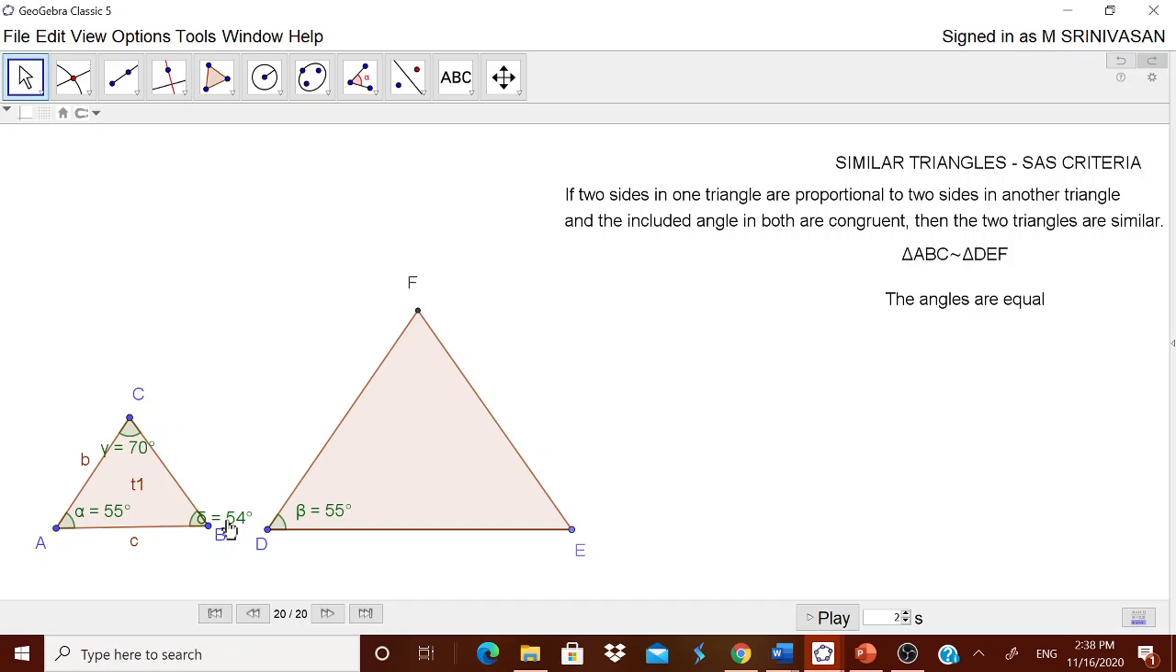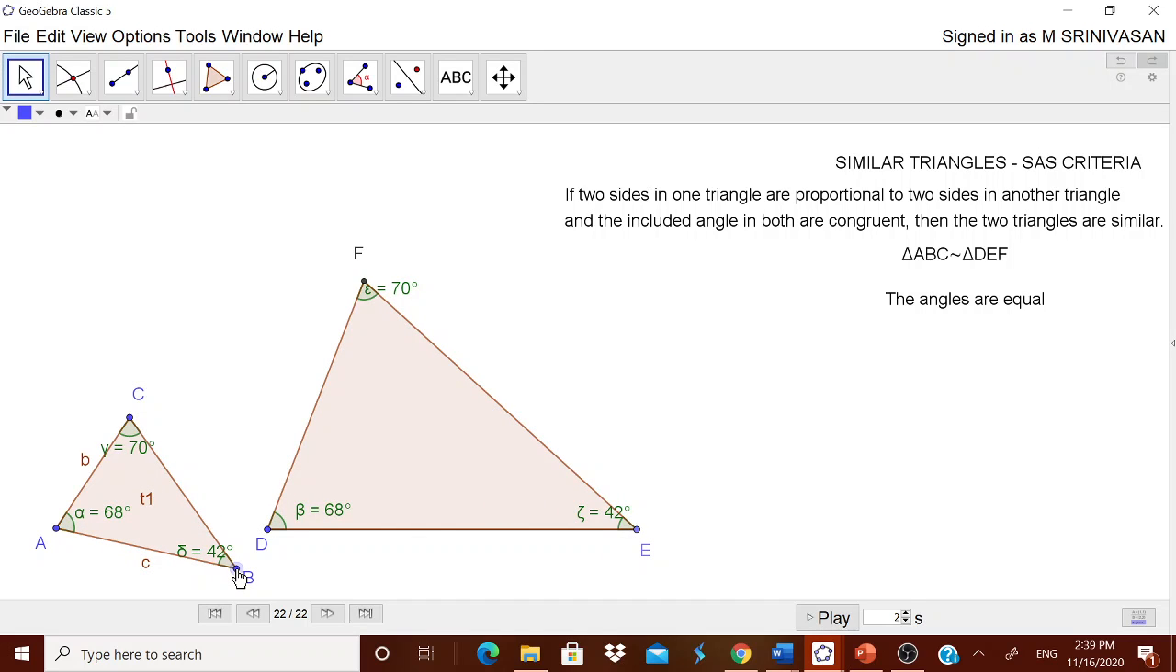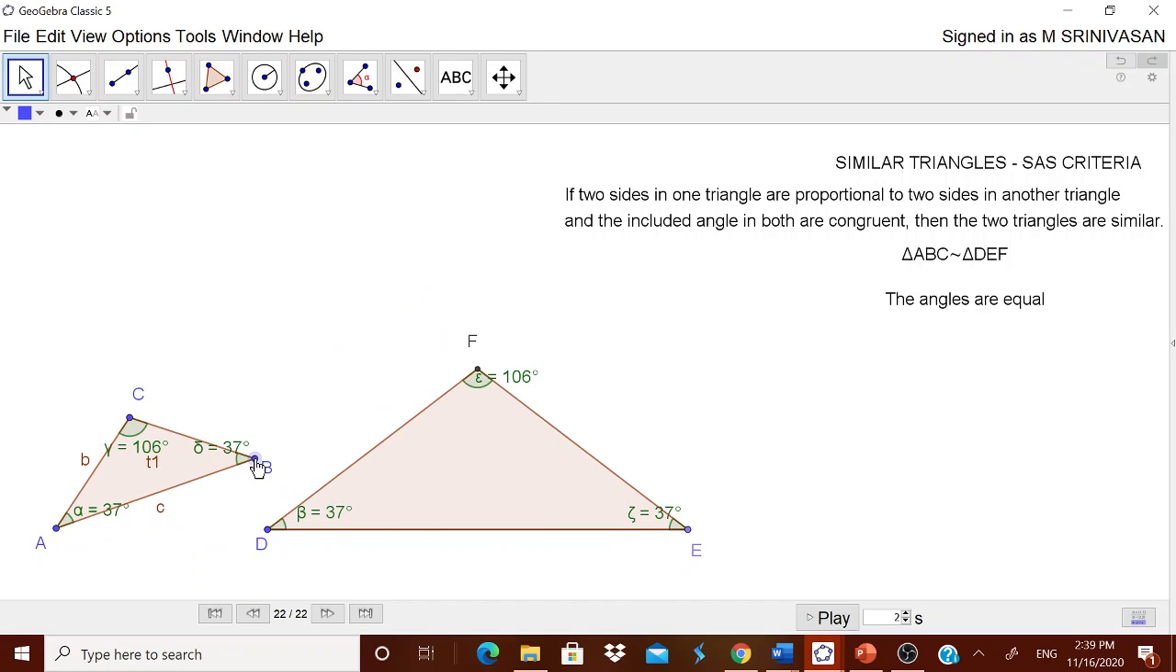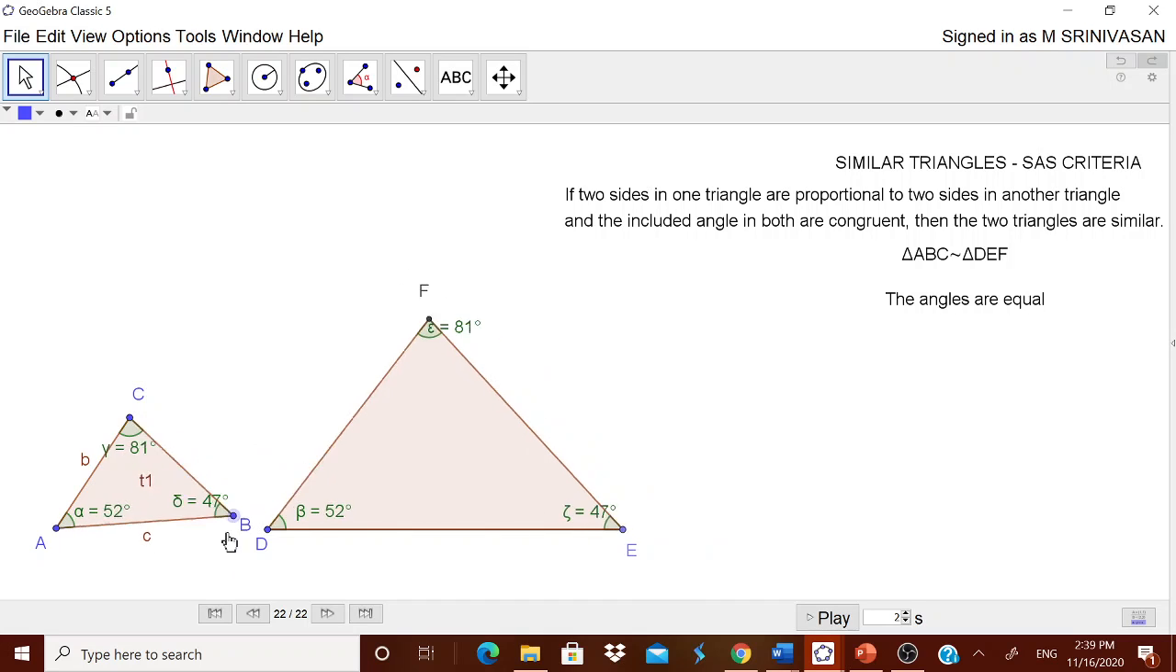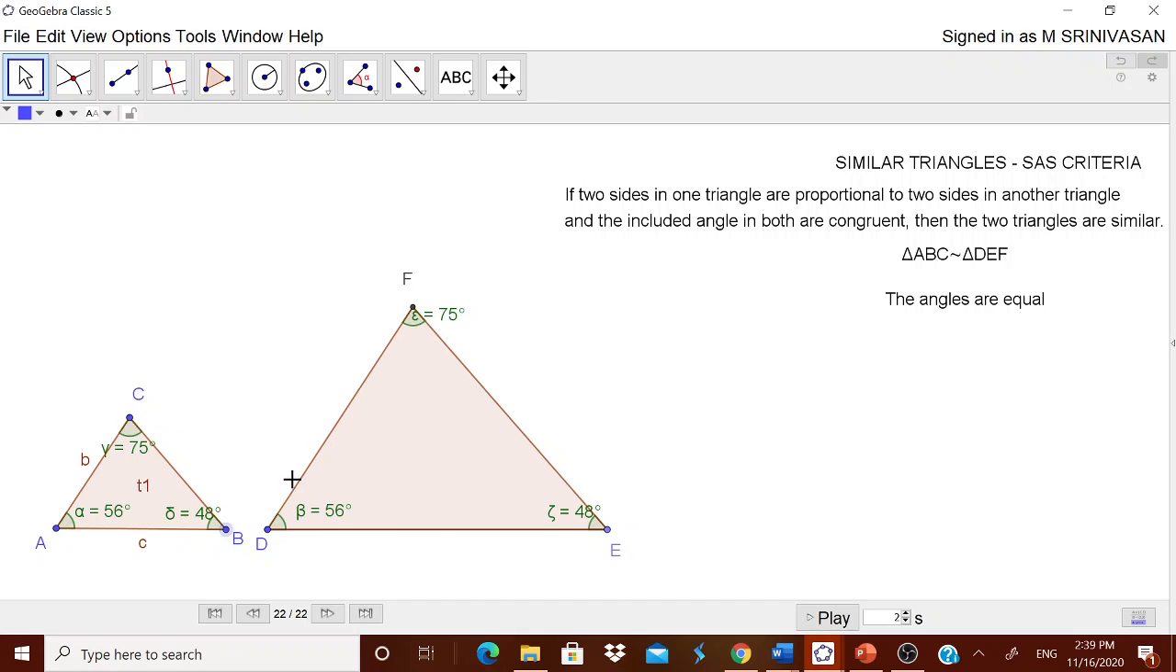One is 70, another is 54. Let us see whether the same thing happens in the second triangle also. Go to this angle. B, F and E. Oh, 70 I got. Once again, touch F, touch E and then touch D. Oh, you got that 54 also. Okay, now when I move this, you are watching 42, 68, 37, 37, 106. Okay, well, now the angles are equal.